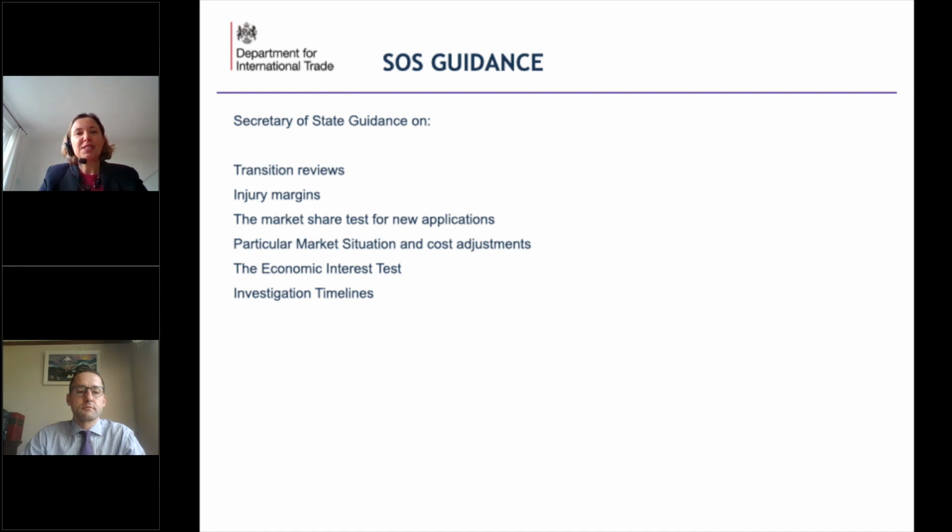Finally, there is guidance on economic interest test to supplement our own guidance, and also some guidance on timelines, noting that a new investigation should take between 11 and 13 months. Transition review will take 12 to 15 months, but the guidance does note that it may take longer due to the complexity of the case, competing priorities, or due to us being in this startup phase of businesses being unfamiliar with our processes and procedures.